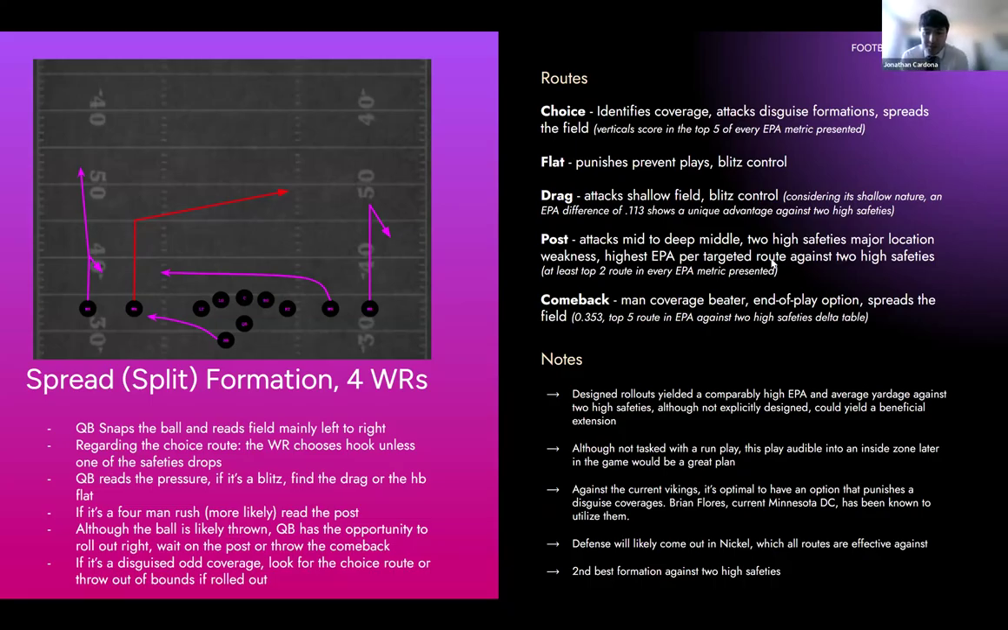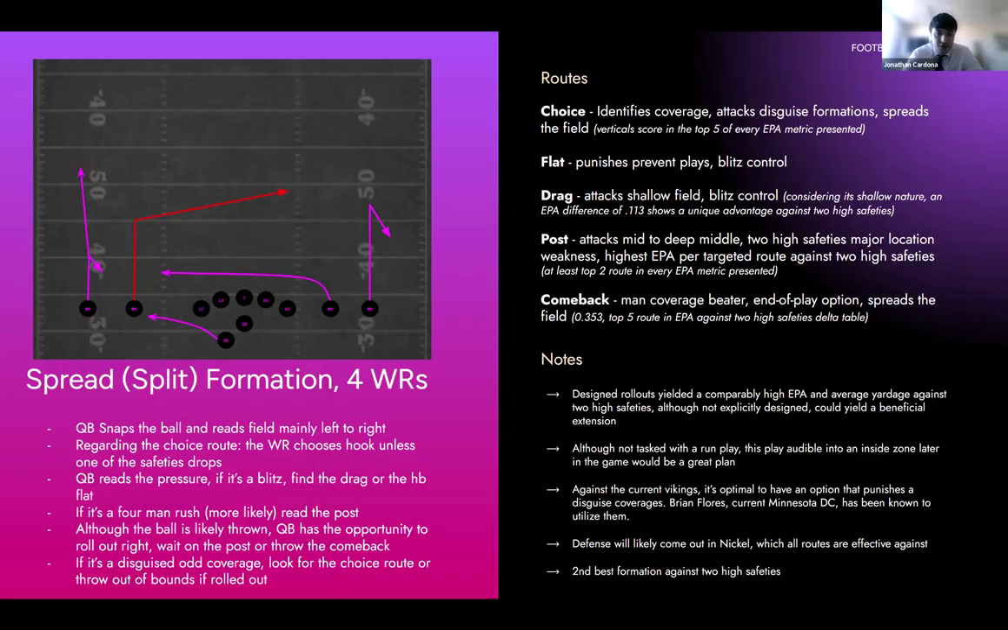So just kind of getting into the more specifics of why our routes kind of work. So first, the choice route. It functions as almost an organic program for the quarterback. Right. So the wide receiver can identify the coverage and attack disguised formations of what he recognizes.